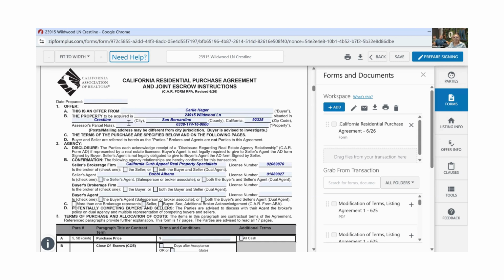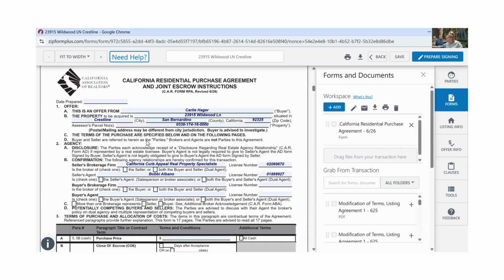So just make sure that when you reference this particular RPA, you're using the correct date, the date prepared date. All right, an offer from, this is where your client's name goes. Property to be acquired, this is the property address, situated in the city, county, and zip. And then your assessor's parcel number goes here. There is a way to connect your MLS listing to Zip Forms so that this is auto-populated. We'll go over that a different day, or I can show you that at another time.